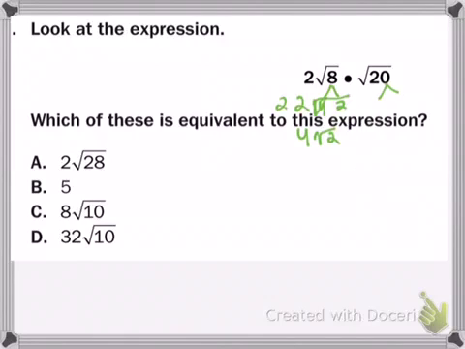20 is 5 times 4. Alright, gives me 2 on the radical of 5. 4 times 2 is 8. 5 times 2 is 10. Alright, so I got 8 on the radical of 10.